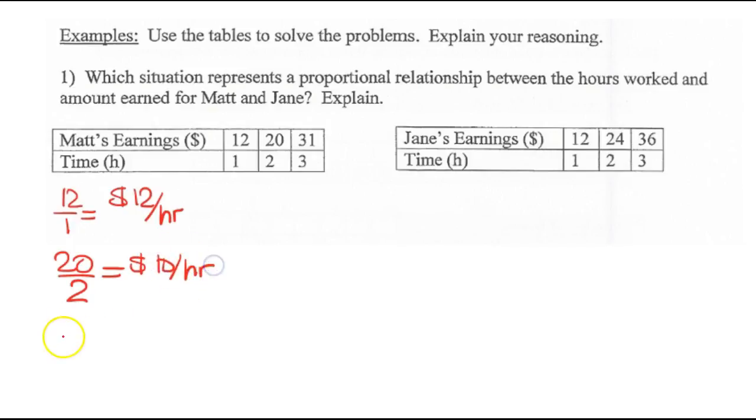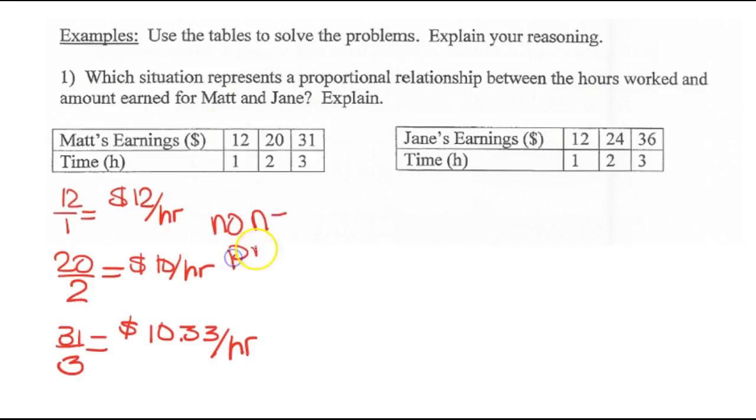per hour. And then 31 over 3, we divide this out, we're going to round this to the nearest hundredth, $10.33 per hour. So we can tell right now, these three values are not the same. This is not going to be proportional. So this is non-proportional. I'm just going to abbreviate that one.